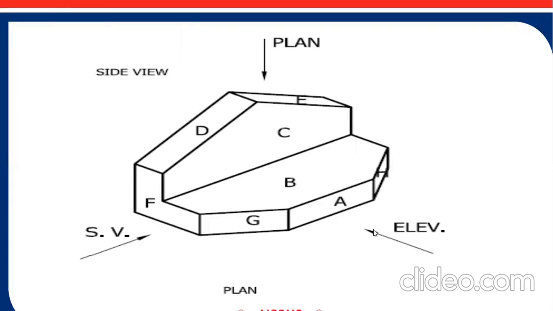Now this is the object. In case of front view, we can see the G, A, H, and C surfaces. In case of top view, D is visible to us, E is visible to us, and B is visible to us. In case of side view, D, F, and G are visible to us.